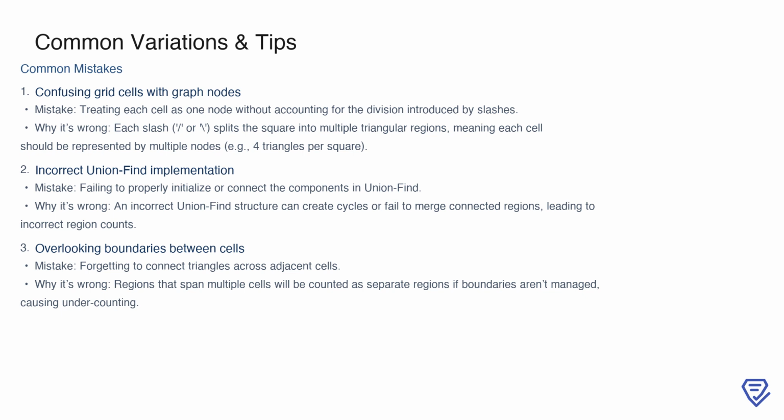Another issue arises with incorrect union find implementations. If components are not properly initialized or connected, cycles can form, or connected regions may fail to merge, both of which lead to incorrect region counts. Additionally, overlooking boundaries between adjacent cells is another frequent error. Triangles on opposite sides of a cell boundary must be connected when they belong to the same region. Otherwise, regions spanning multiple cells will be mistakenly counted as separate, leading to undercounting of the total regions.